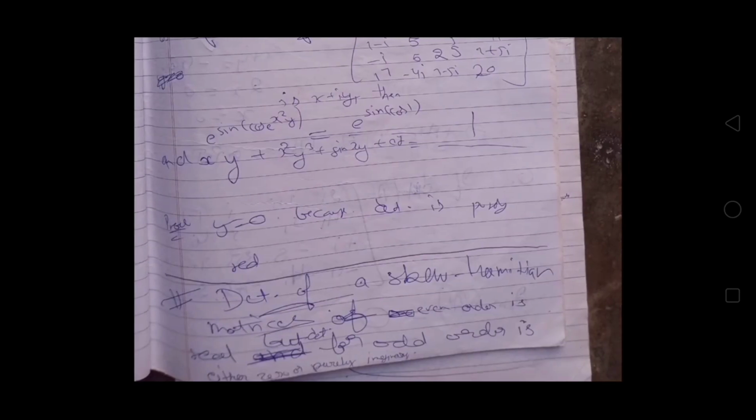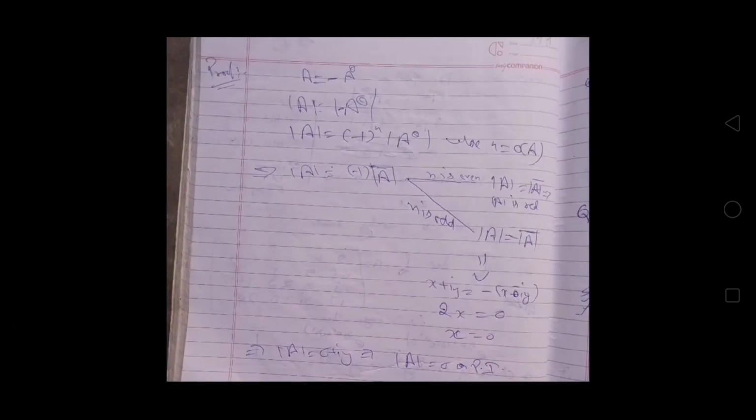Now consider this note: determinant of skew Hermitian matrices of even order is real, but determinant for odd order is either 0 or purely imaginary. Now consider proof: A is equal to minus A theta. Now taking determinant both sides and applying some property of determinant, you will get determinant of A is equal to minus 1 raised to the power n into determinant of conjugate transpose of A, where n is equal to order of A. Now it will imply that determinant of A is equal to minus 1 raised to the power n into conjugate of determinant of A.